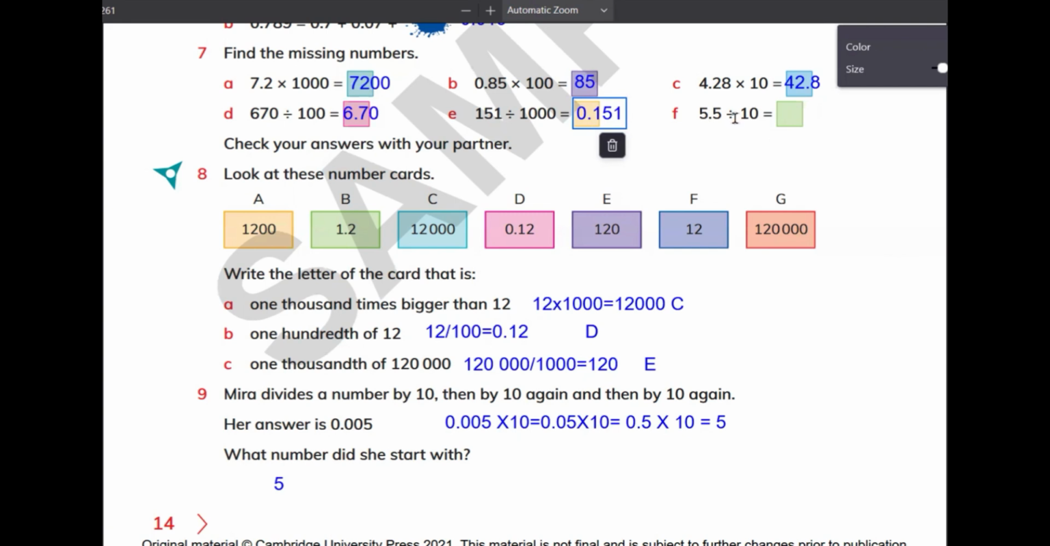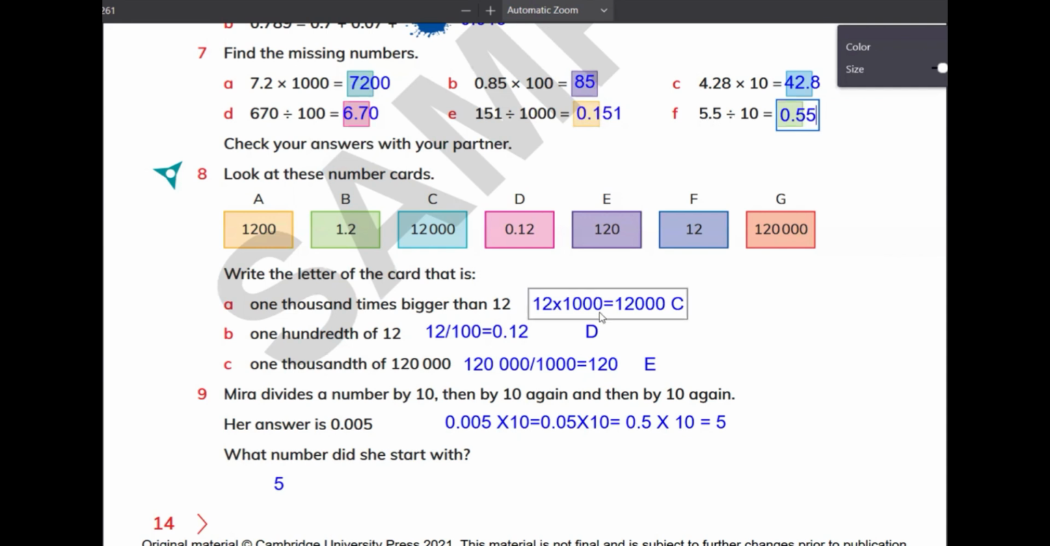Number F, you've got 5.5 divided by 10. When you divide by 10, the decimal point jumps 1 place to the left. So it's going to be 0.55. The decimal point is here, and it goes 1 place to the left because it is division. Remember, division, the decimal point goes to the left. Multiplication, the decimal point goes to the right.